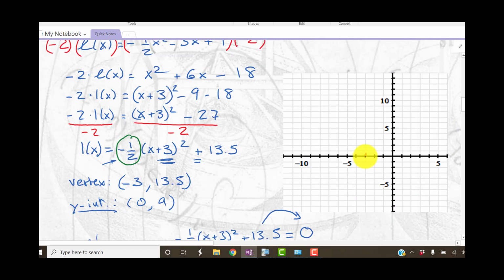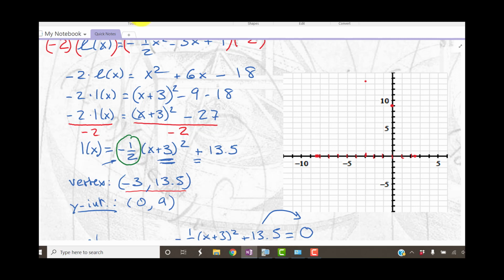Negative 3 is right here. So 1, 2, 3, 4, 5. 5.2 is about here. 1, 2, 3, 4, 5. 5.2 is about here. Here are my x-intercepts. My vertex was negative 3, 13.5. So 5, 10, 11, 12, 13.5, negative 3 is here, right here. And then my y-intercept was 0, 9, right here.